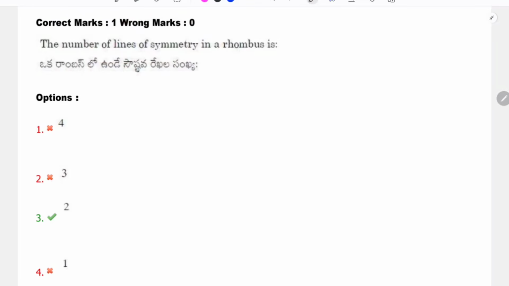Then the number of lines of symmetry. Lines of symmetry in a rhombus. Rhombus is also a 4-sided figure, but not like a square. I will draw a rhombus here. It is something like this. 4 sides are equal in the rhombus.